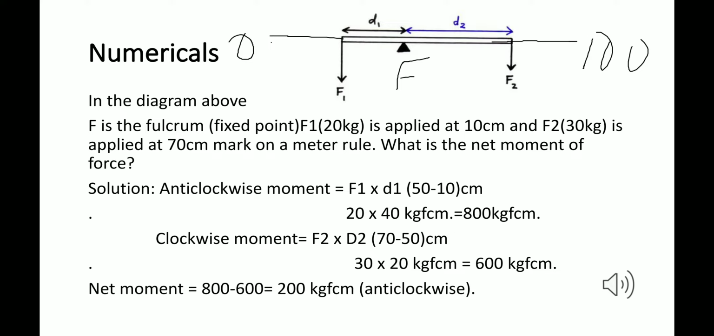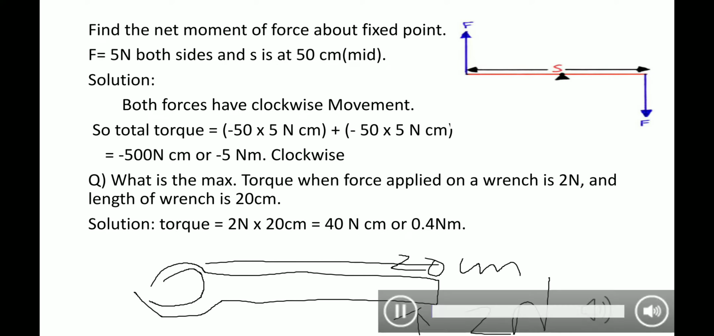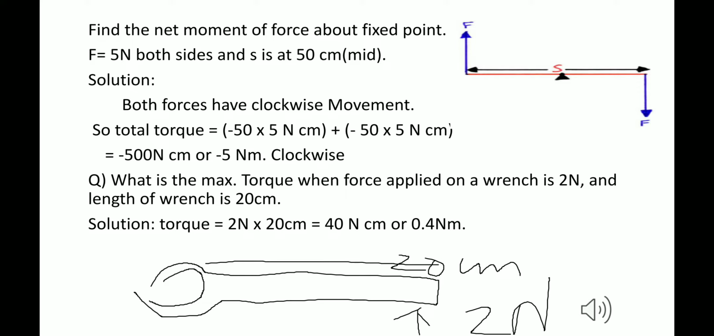So we go to the next slide. Now we have another question. We have to find out the net moment of force about the fixed point. Fixed point is S over here, and we have to find out the net moment of force. Force on both the sides is 5 Newton and S is at 50 centimeters, that is at the middle point.